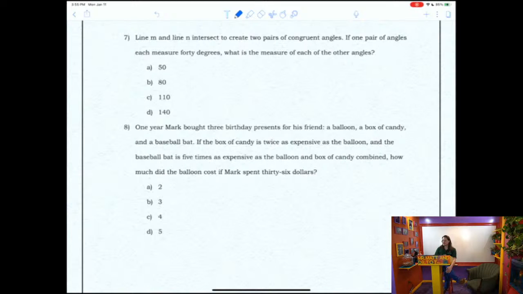And question number 8, one year Mark bought 3 birthday presents for his friend: a balloon, a box of candy, and a baseball bat. If the box of candy is twice as expensive as the balloon, and the baseball bat is 5 times as expensive as the balloon and box of candy combined, how much did the balloon cost if Mark spent $36? So I'll give you 6 minutes. 2 minutes in, I'll start to solve.